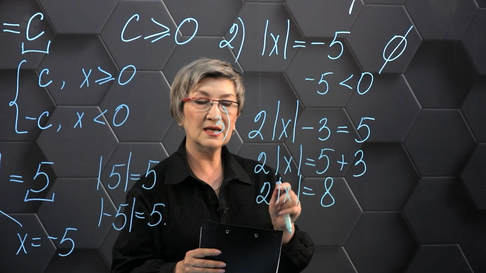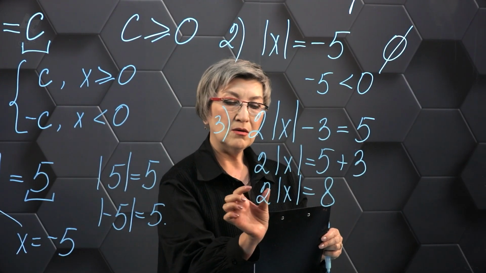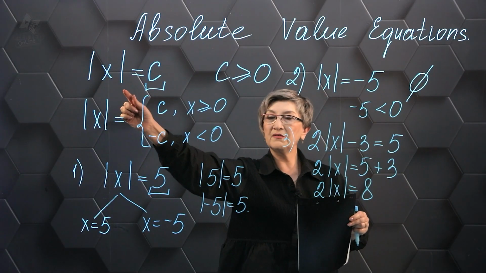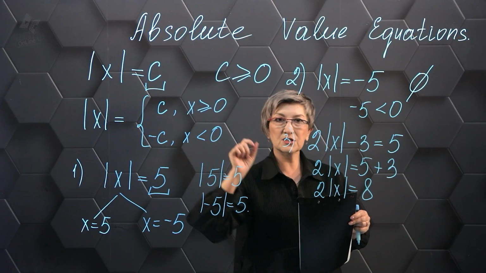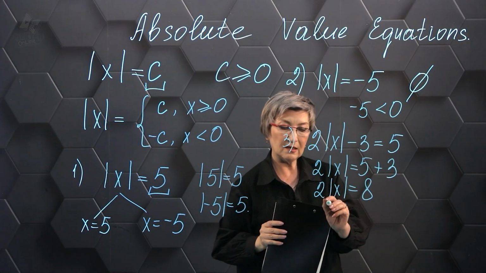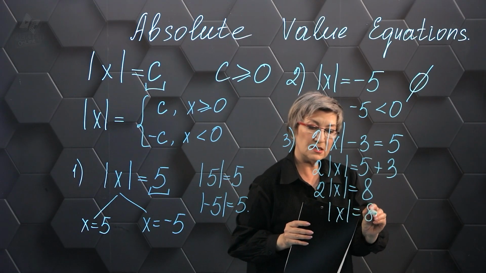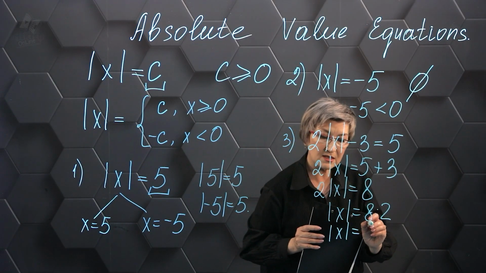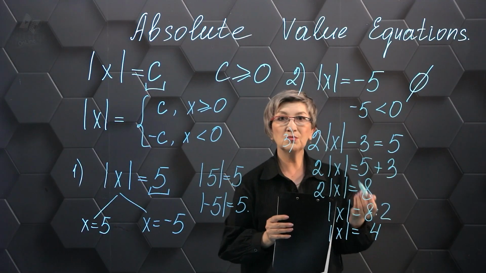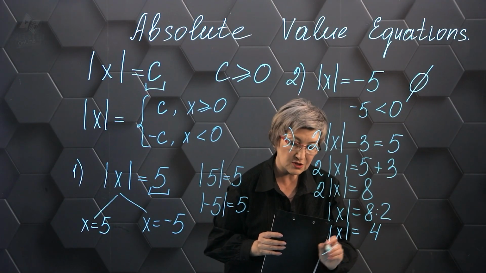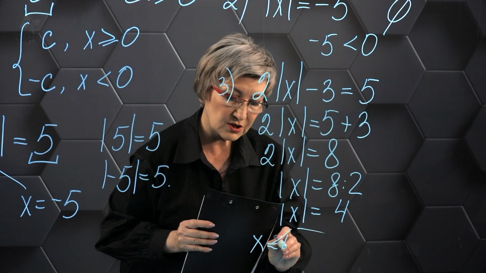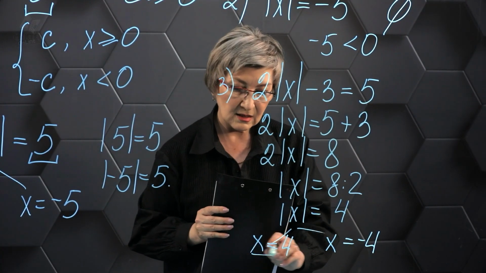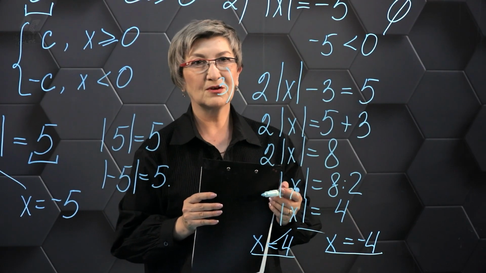We have simplified this expression. Now, I need to get rid of the 2 multiplying the modulus of x. But we haven't yet reduced this equation to the form modulus of x equals a number. Then the modulus of x equals 8 divided by 2. And then the equation takes the form modulus of x equals 4. In this case, we can solve this equation and write that x equals 4 and x equals minus 4. These are the two solutions for our equation.